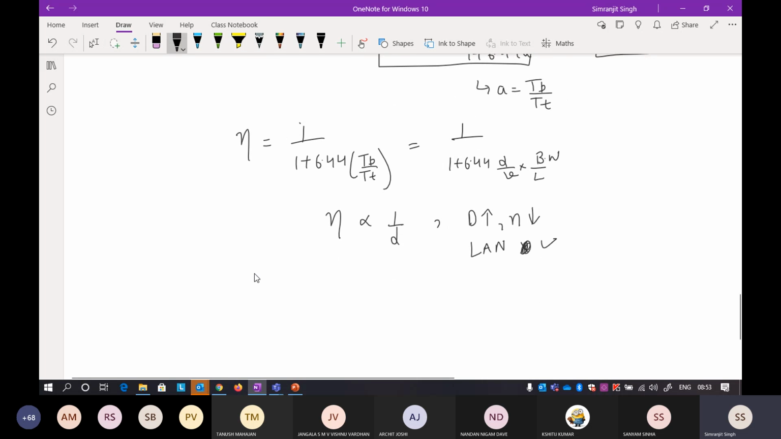You can also extract other points: efficiency is proportional to 1 over 1 plus 1 over L, so it is directly proportional to L. It means that if the length of the packet is higher, the efficiency will also be higher. So bigger packets, more efficiency; smaller packets, less efficient.